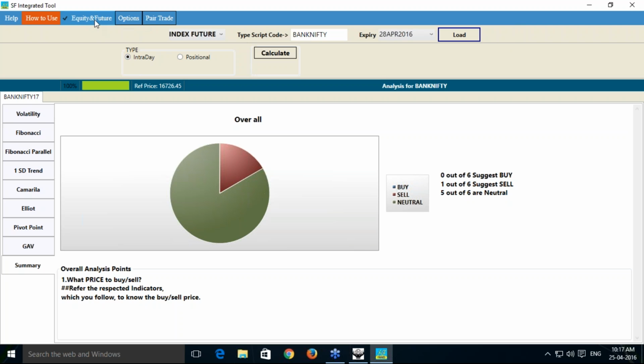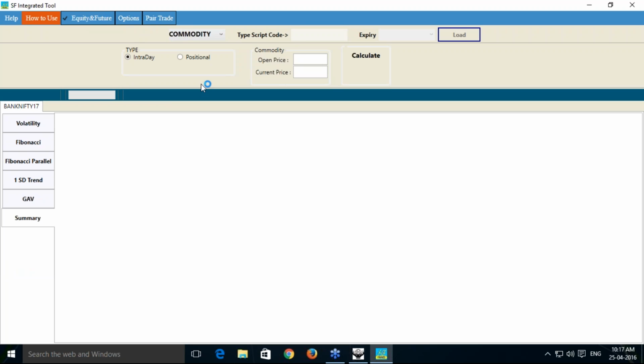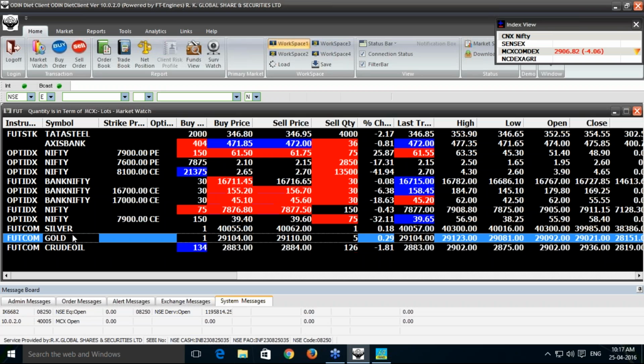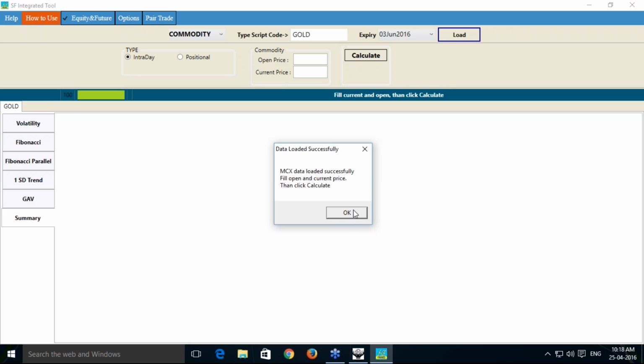Now moving to the commodity part. Once you select this equity future, here we also have commodity, and as most of you know, commodity is partially automated in our tool. So if you are going to do gold, I have loaded the gold contract, the 3rd June contract, which is coming here. It is suggesting to wait for 10 seconds so that it can load the data.